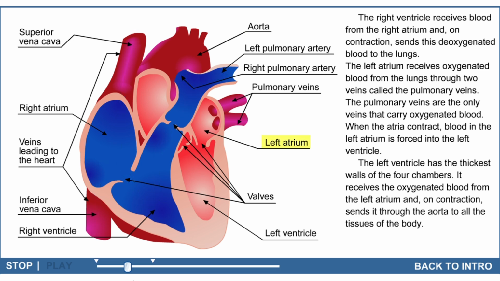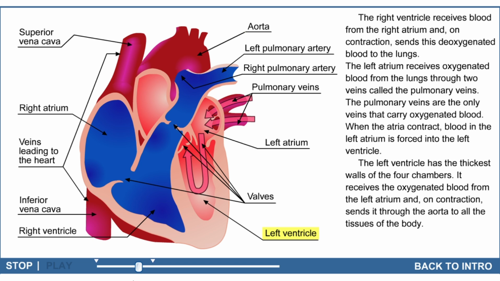The left atrium receives oxygenated blood from the lungs through 2 veins called the pulmonary veins. The pulmonary veins are the only veins that carry oxygenated blood. When the atria contract, blood in the left atrium is forced into the left ventricle.